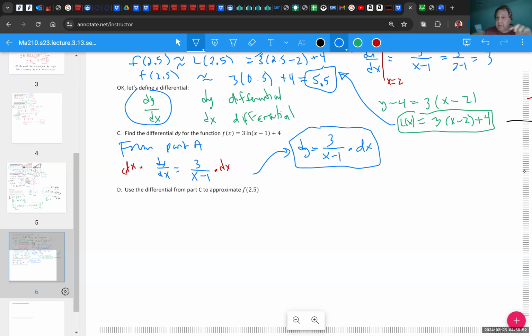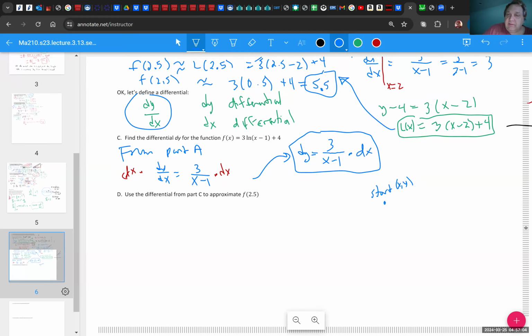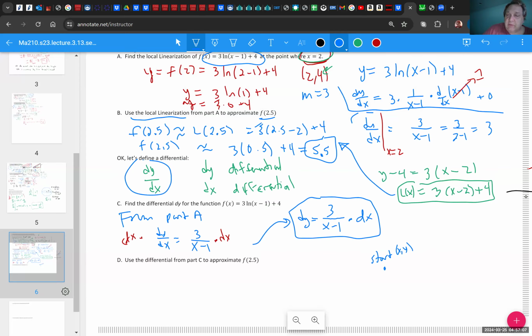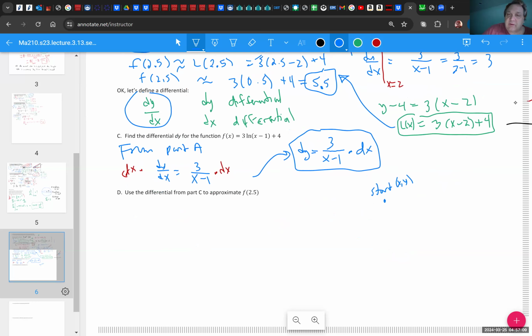Well, the differential is a little nudge. So we start off with an x, y value. Remember from before, we found it. The starting x, y is 2 comma 4. And this is from part A. I could do it again, but it's the exact same calculation. We still get 2 comma 4.